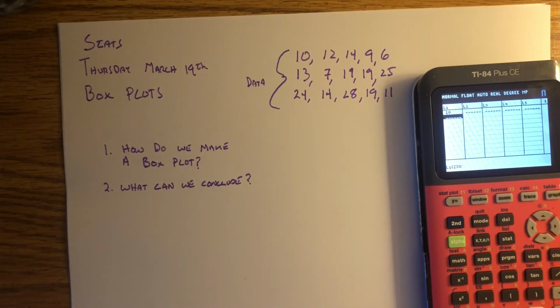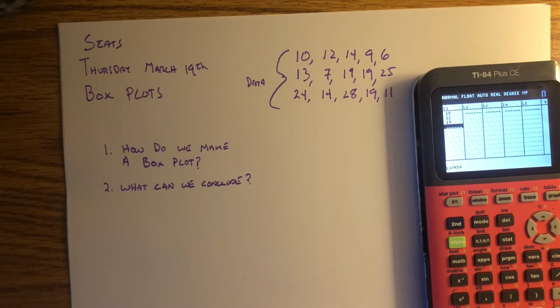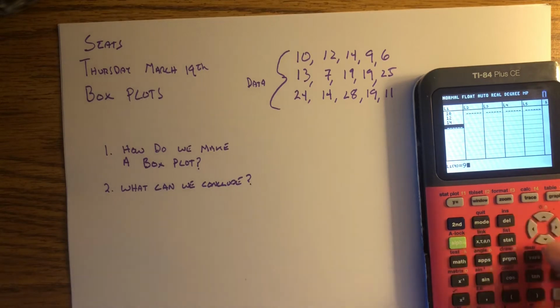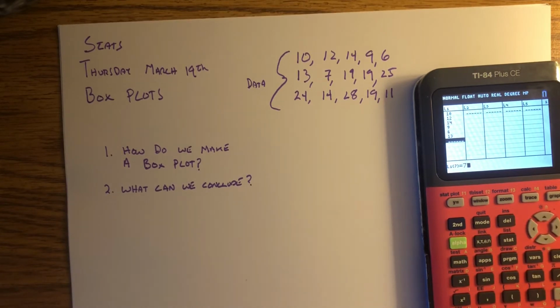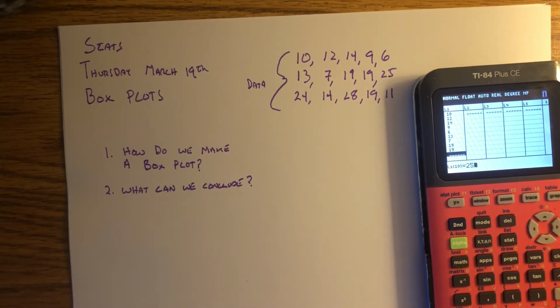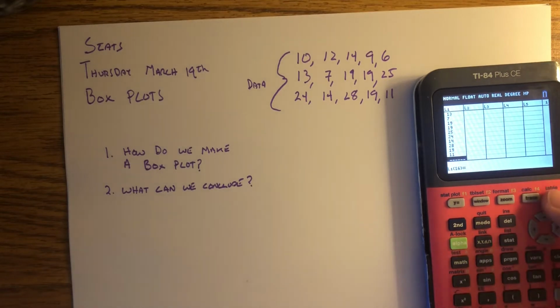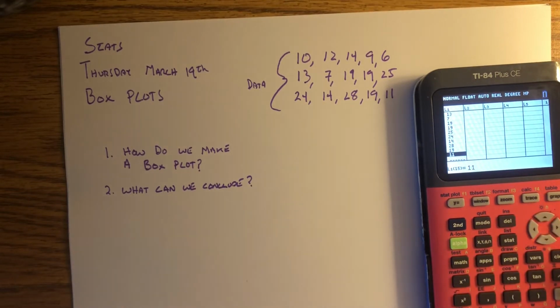So 10, doesn't matter the order, 12, 14, 19, 14, 9, 6, 13, 7, 19, 25, 24, 14, 28, 19, 11. So that's good. We got 15 things. I have 15 data points. That's good. We're going to talk about how to make a box plot and what we can conclude about this box plot.